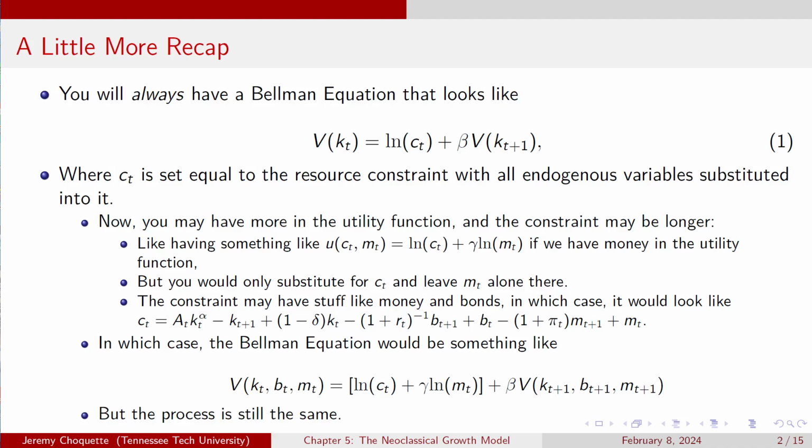The total number of derivatives you would need for the Bellman equation at the bottom, V of KT, BT, and MT, would be how many? Be 6, right? Because you need 3 first order conditions and then 3 derivatives with respect to KT, BT, and MT, and then you update those derivatives by 1 period. So the process is still the same. There's more stuff to do, but the process is still the same.